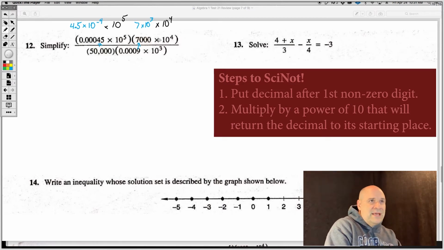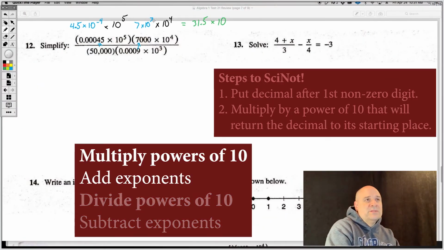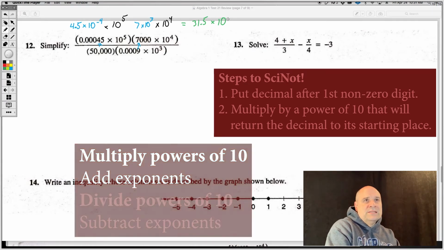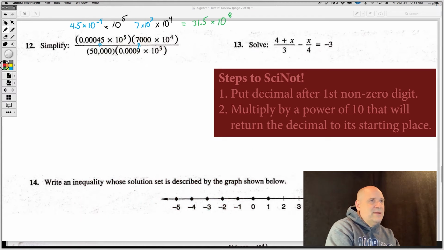Okay. So now when you multiply across, you get 4.5 times 7, which is 31.5. And then times your powers of 10. Well, when you multiply powers of 10, all you're doing is adding the exponents. So negative 4 plus 5 is 1, plus 3 is 4, plus 4 is 8. Okay? Let's do that same thing to the bottom.